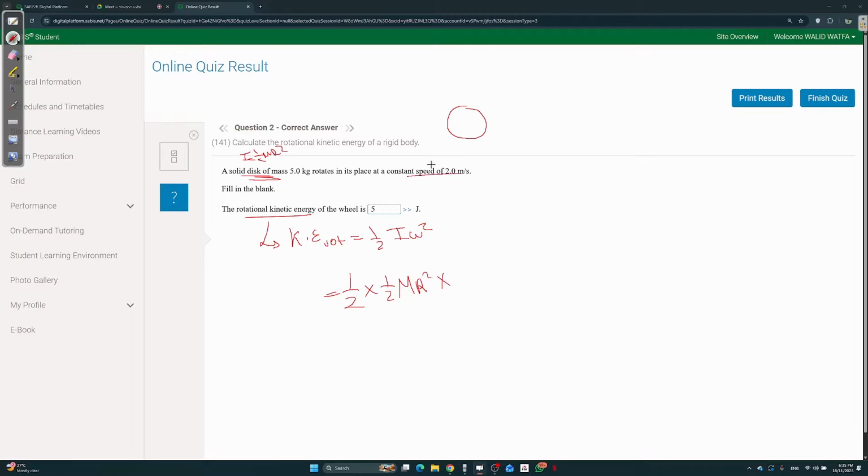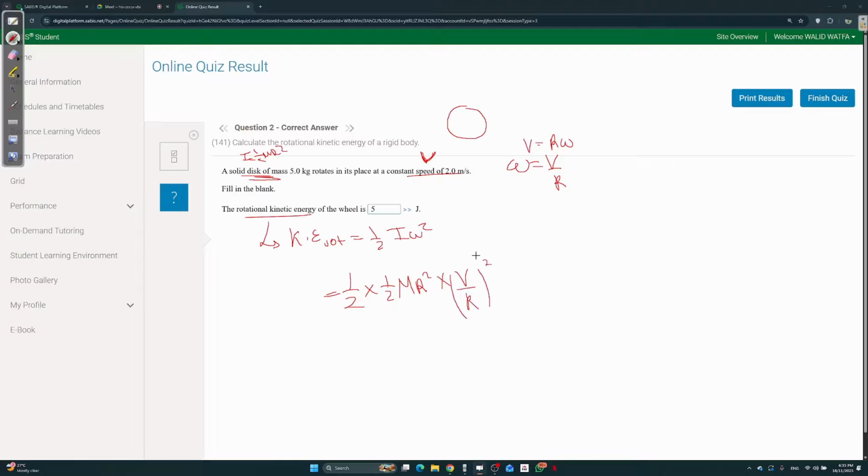Here we have the linear speed, right? This is v. How can I relate v to omega? Isn't v equal to r omega? Yeah. So if I want to replace omega, I can simply say omega is v divided by r, right? So instead of omega, I'm going to put v over r. And since it's squared, I'm going to have to square this as well.